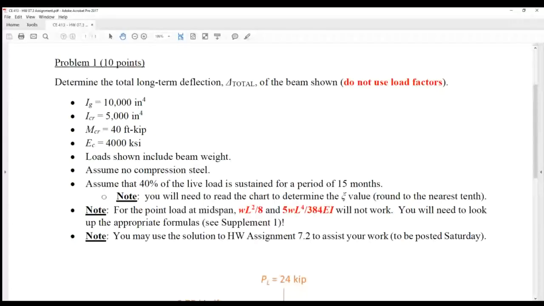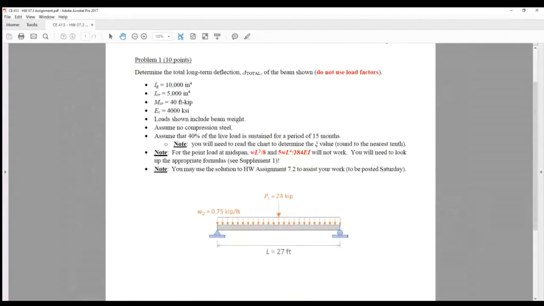Let me pull up the homework because I want to show you all something. So this is the homework assignment for this weekend, and this is the exact same problem from the last homework. The loads are the same, the dimensions are the same, even the IG and the ICR, all that stuff is the same. And instead of computing immediate deflections, I want you to compute long-term deflections. Now, you can use the solution to homework 7.2 to help you with this homework because it's the same problem.